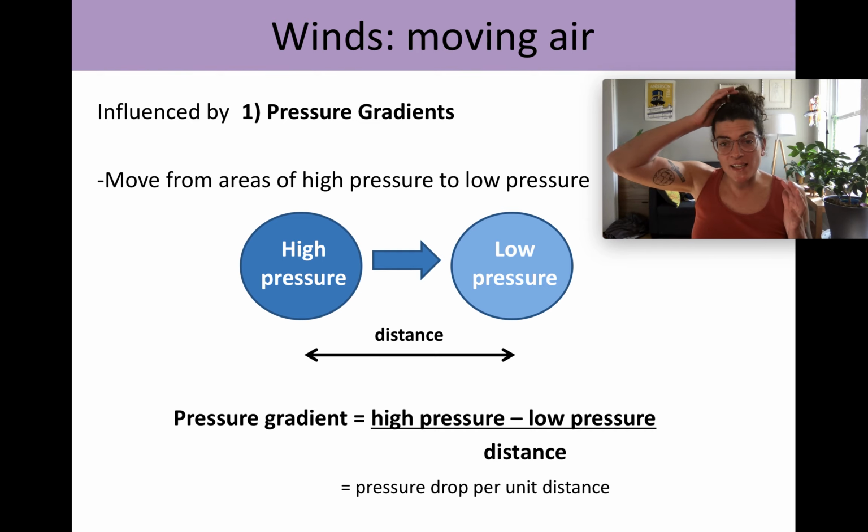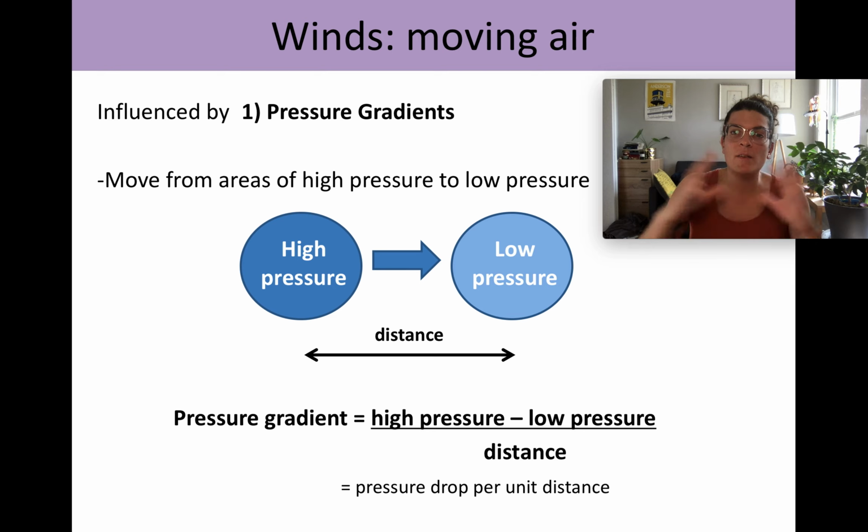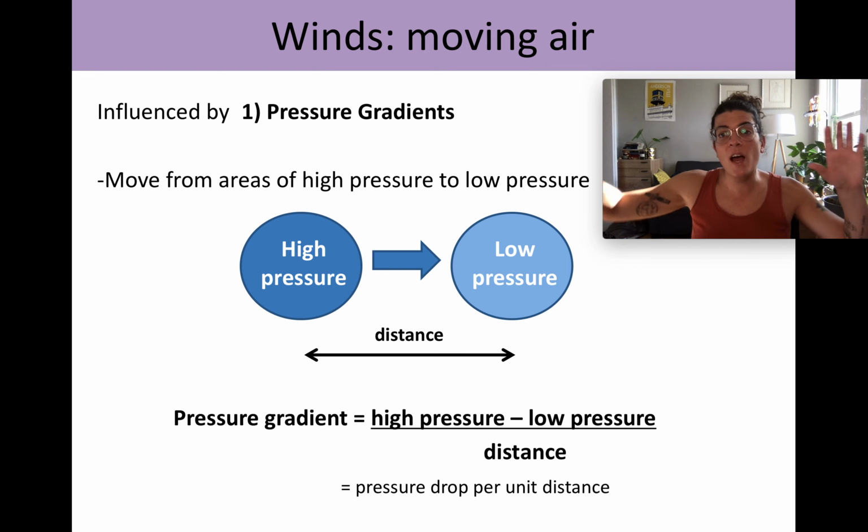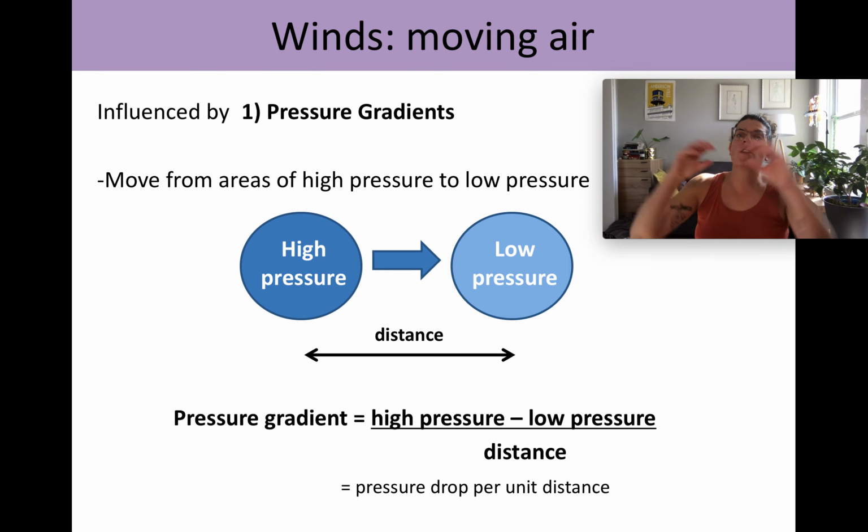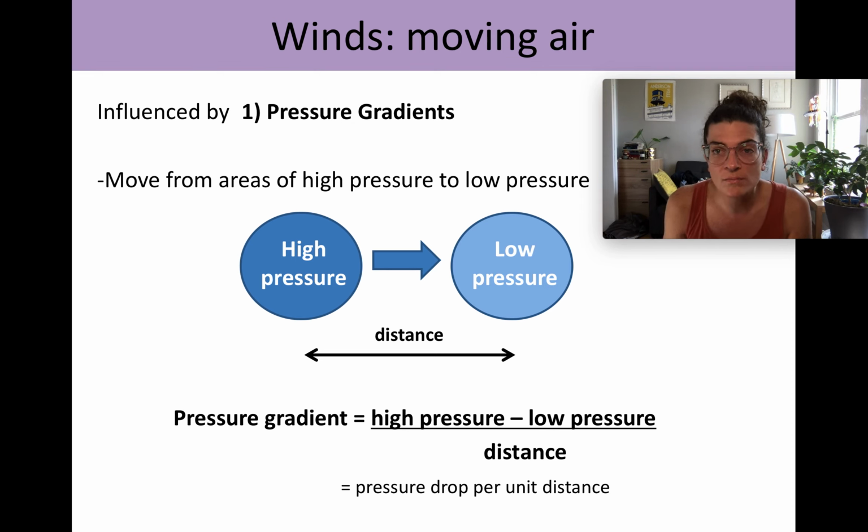The distance that it moves, or the difference between the high and the low divided by the distance that the air has to go to get between the two, is a measure of the pressure gradient. Okay, it's basically how much the pressure rises or drops per unit distance on the map. So if the high and the low are really far apart, the pressure gradient is going to be fairly low.